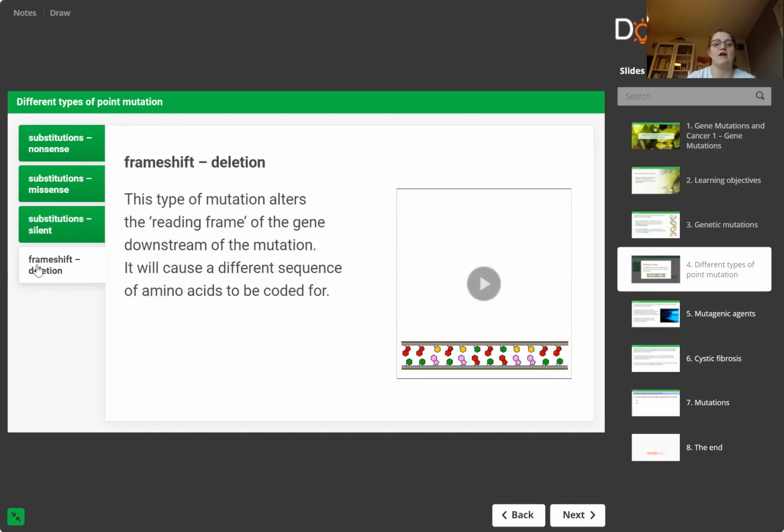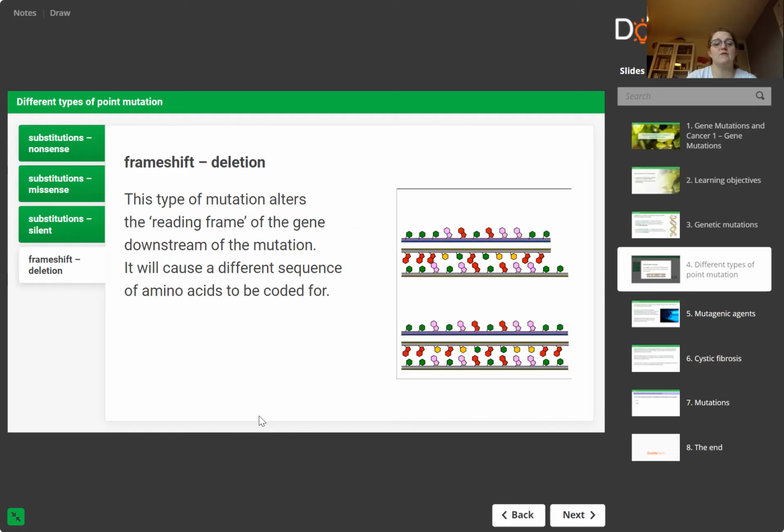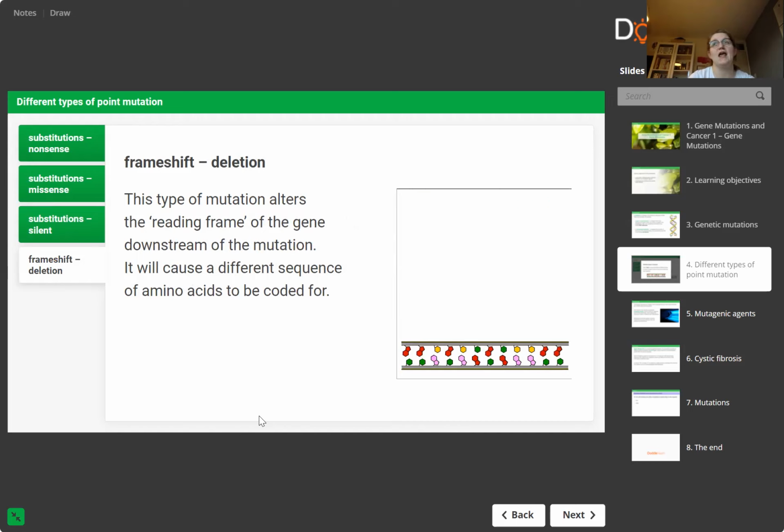And then we can have a frame shift deletion. This type of mutation alters the reading frame of the gene, so everything downstream of the mutation will cause a different sequence of amino acids to be coded for. Basically, we've got rid of something and then everything afterwards has changed. So it's one of those frame shift ones. Deletions and insertions will also cause frame shift, and inversions as well.